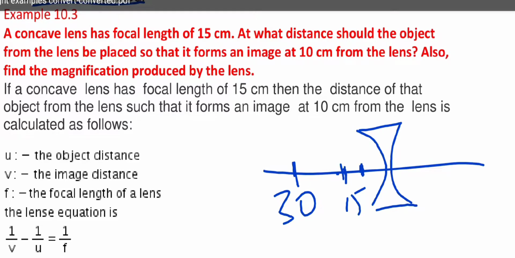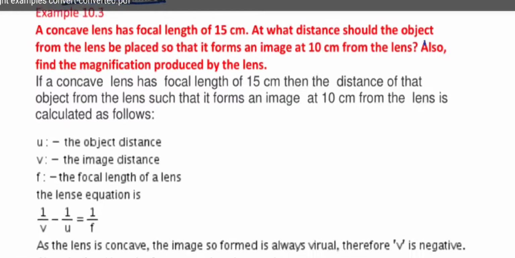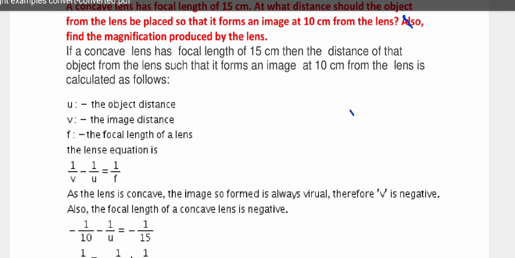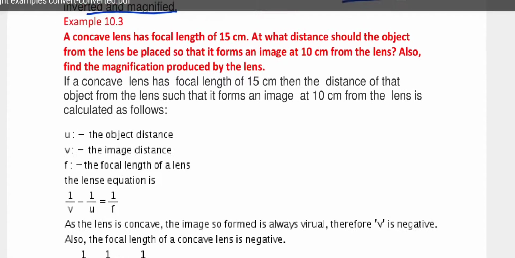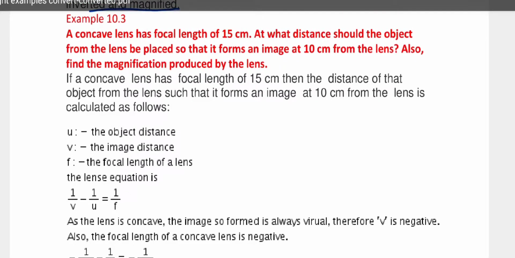So they have given the image distance, how much? 10 centimeter. Also find the magnification produced by the lens. So you have to calculate the magnification produced by the lens. Hope you have understood this problem. Let me explain it once again. We have to calculate the magnification, and we have to calculate the distance of the object.